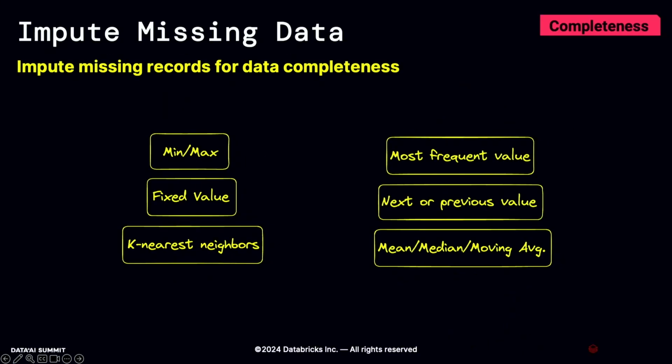With completeness, there are different techniques available to you. You can use Spark to impute the missing data. These are just the common techniques. Or if you're using something like AutoML within Databricks, you can choose your imputation methodology in the process of setting up your AutoML experiments, and AutoML will automatically do the imputation for you as part of the experiments.